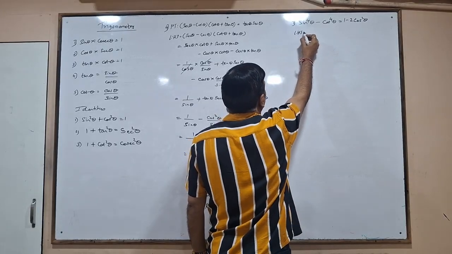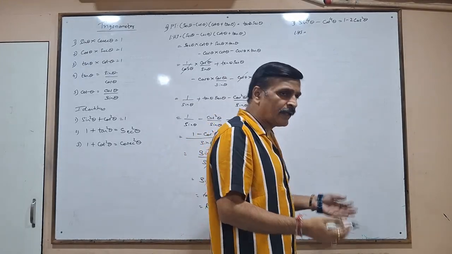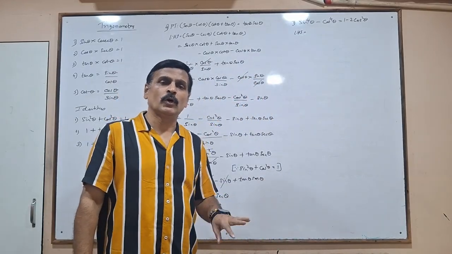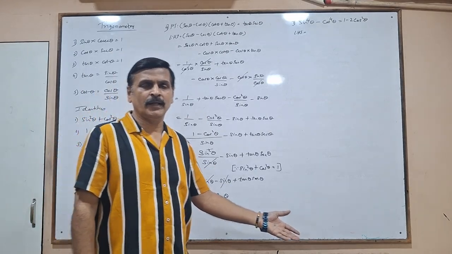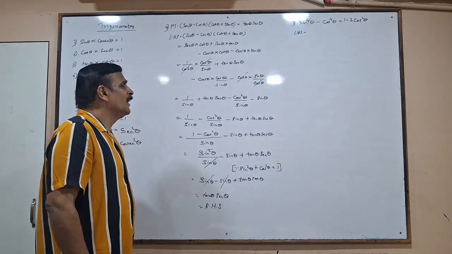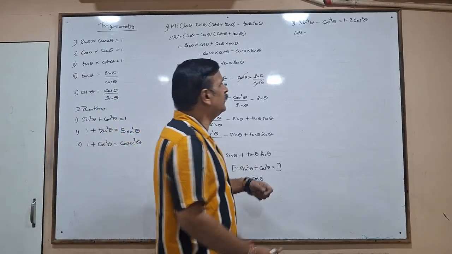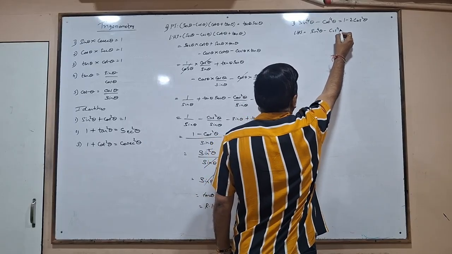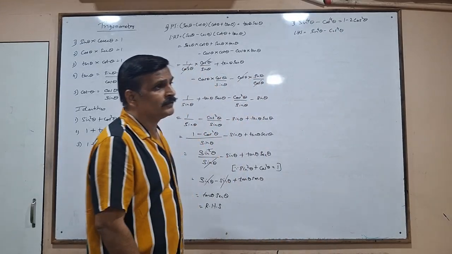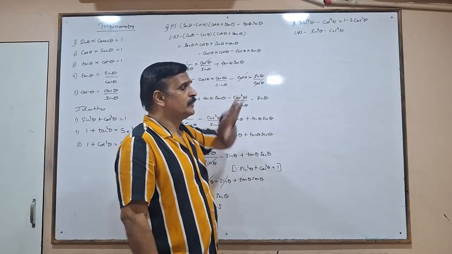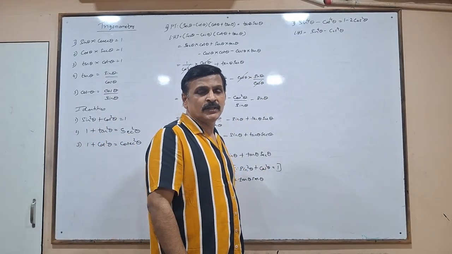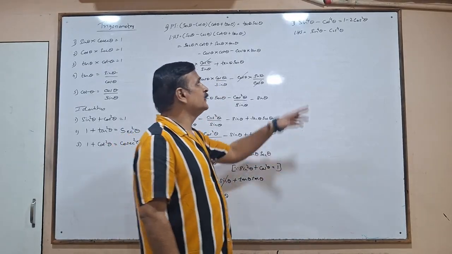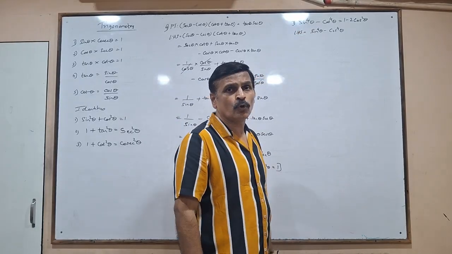I'll go with LHS. It's not necessary that you take LHS every time. It is your choice. Any given problem can be solved both ways, taking RHS and getting up to LHS or vice versa, but 90% of the time it is advisable to take LHS and solve the question. Again, as I said, I'll check the RHS. If you observe RHS, there is no sin in RHS. It is 1 minus 2 cos square theta. That itself tells me that I should convert this sin to cos.